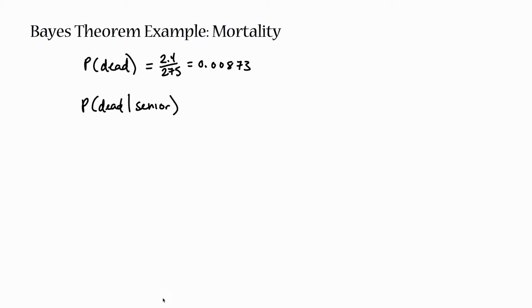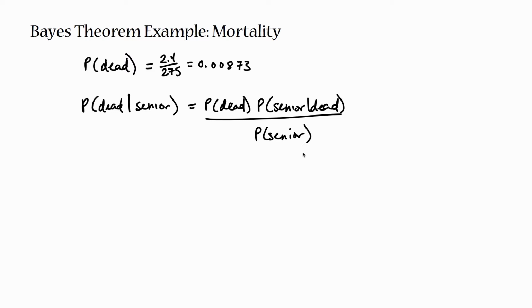So the probability of being dead, given that you're a senior citizen, is the unconditional probability of being dead times the probability of being a senior, given that you're dead, divided by the probability of being a senior. So I'm just going to write down a bunch of things that I know and then plug them in over here.